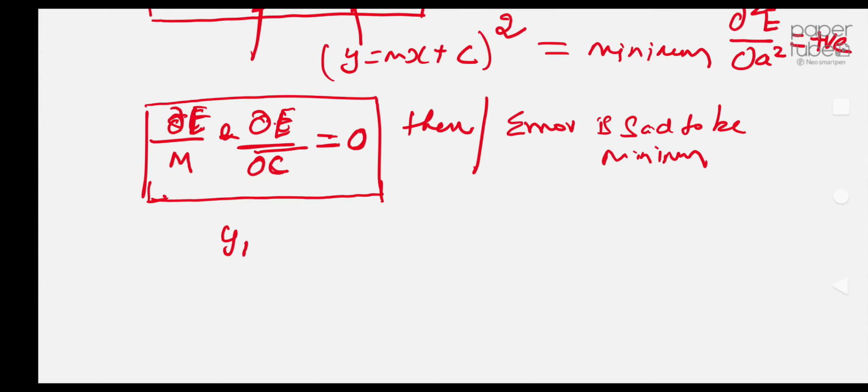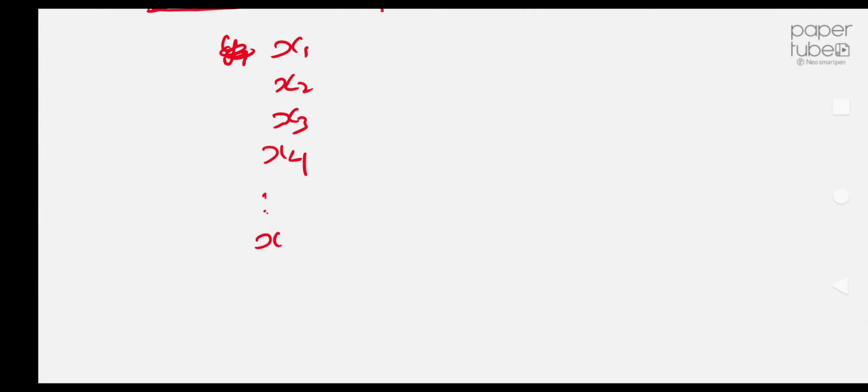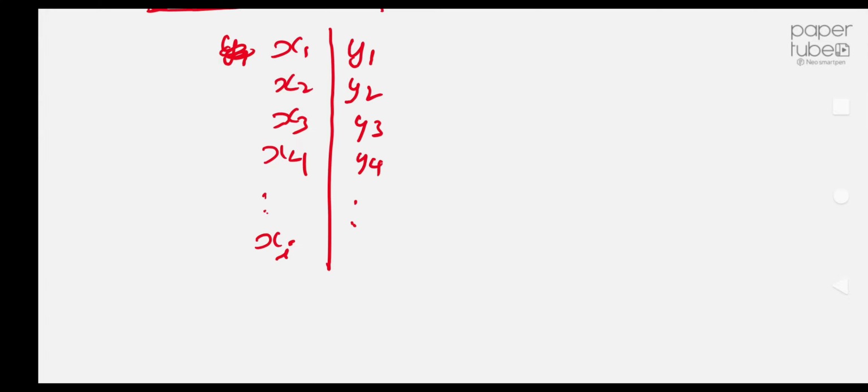So let's write it that we have x1, x2, x3, x4, and then x of i, and let's say the corresponding y values which are obtained from experiments are given by y1, y2, y3, y4, and then up to y of i. And let's say we use this linear equation, or the straight line equation, to predict the y values.